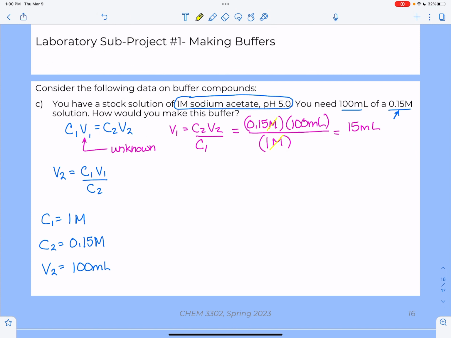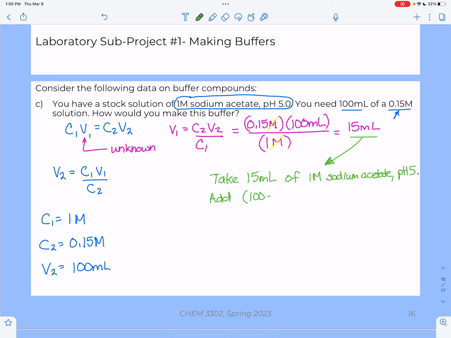Okay. And so now how are we going to make the buffer? We're going to take 15 milliliters of our 1 molar sodium acetate, pH 5. We're going to add distilled water to get to our final volume, which is 100 milliliters minus 15 milliliters, which winds up being 85 milliliters of distilled water. And stir to combine, and that is how you would make a buffer by dilution. It's a whole lot easier than making a buffer from a dry compound, and that's why we like to have stock solutions in our laboratory.